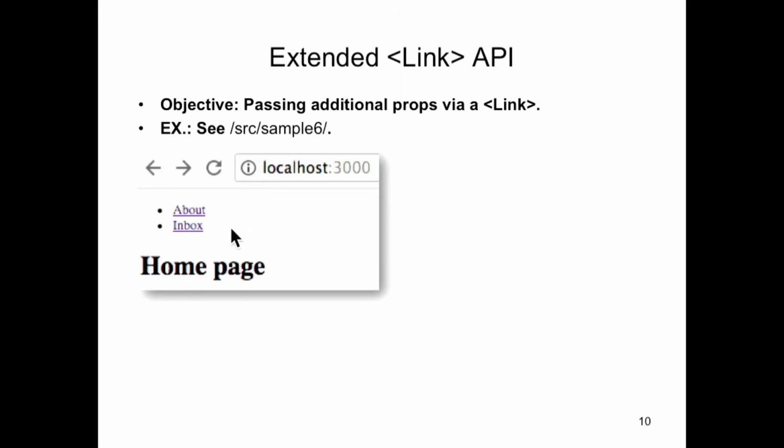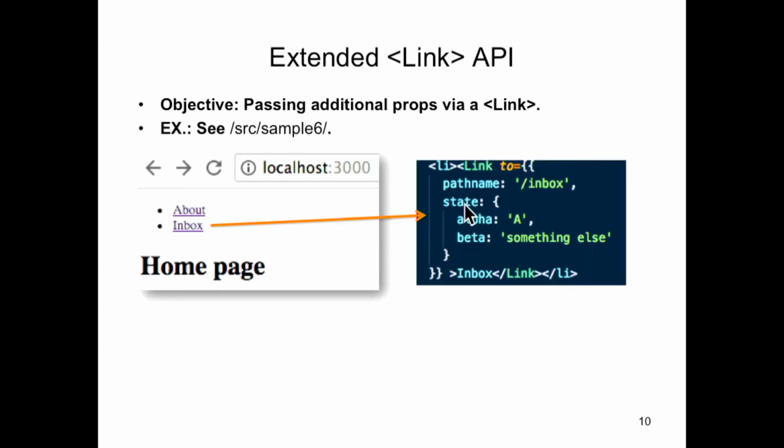So we're on to sample 6. And now, we've kind of seen this before, but now if we look at the actual coding of the inbox link here, it's going to look like this. Okay, so here's my link component again, my to prop, but this time I'm giving it an actual object. And the first part of the object is the pathname that I want to have associated with that hyperlink. So that's same as before really.